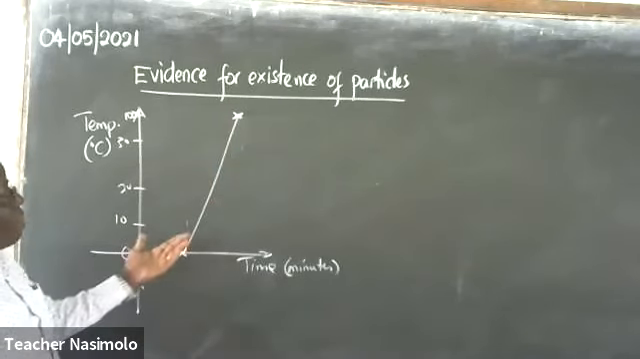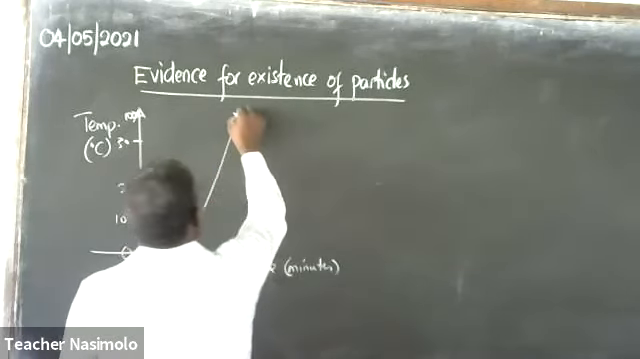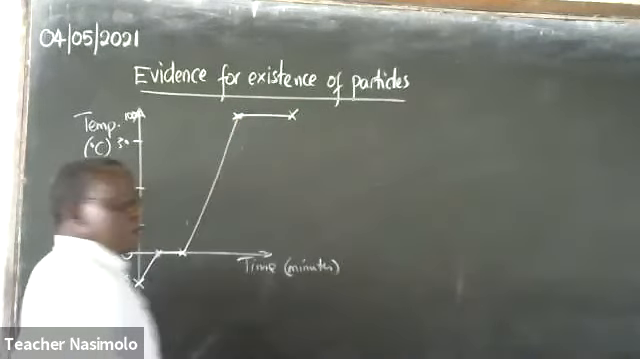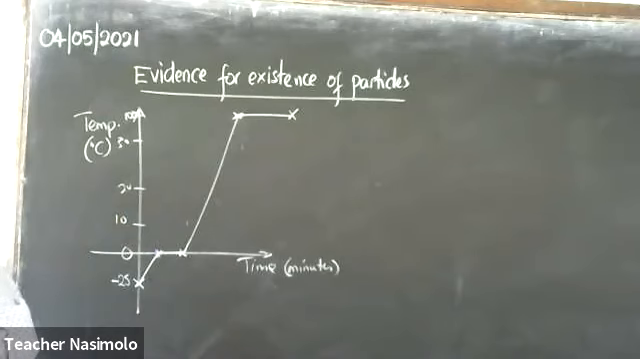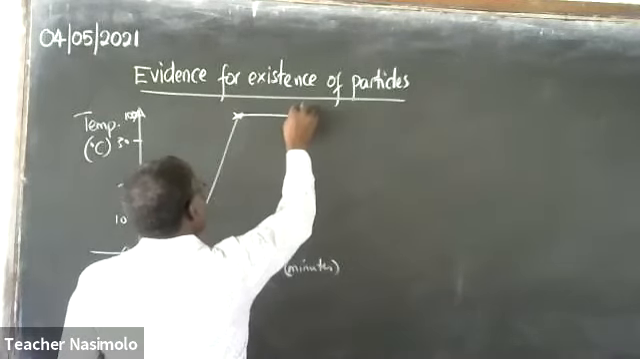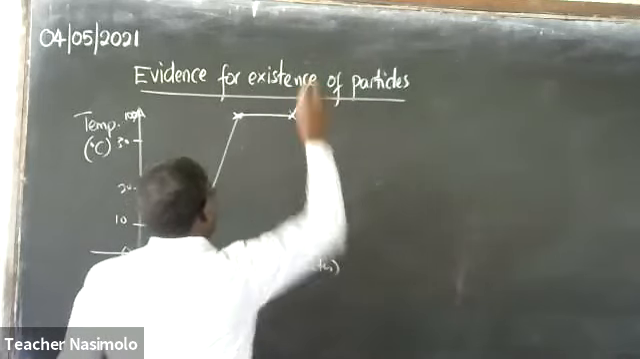When it reached 100, again it remained constant for some time until all the water had turned into steam, and then the temperature began to rise, the temperature of the steam began to rise. Like that.